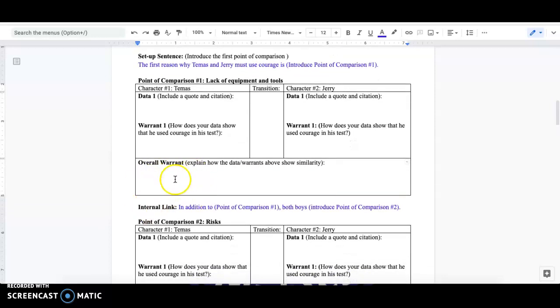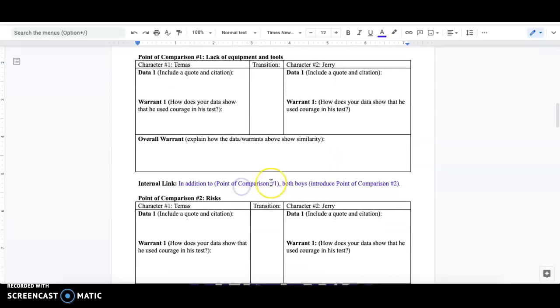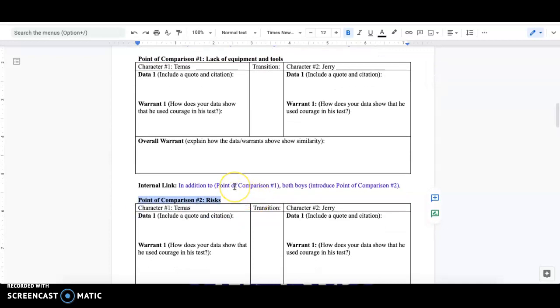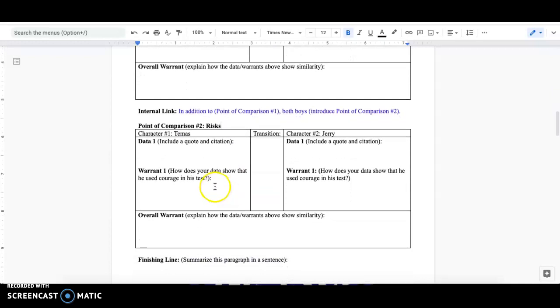Yes, so just about a sentence for this warrant. The warrant is really the part where you explain how this and this are similar. Then you have an internal link, so in addition to point of comparison number 1, however you want to word that, both boys, and then you need to introduce point of comparison number 2. So that's your risks. So maybe this could read, in addition to having limited equipment, both boys face severe risks during their tests. Then you will do the exact same thing, but this time with risks.